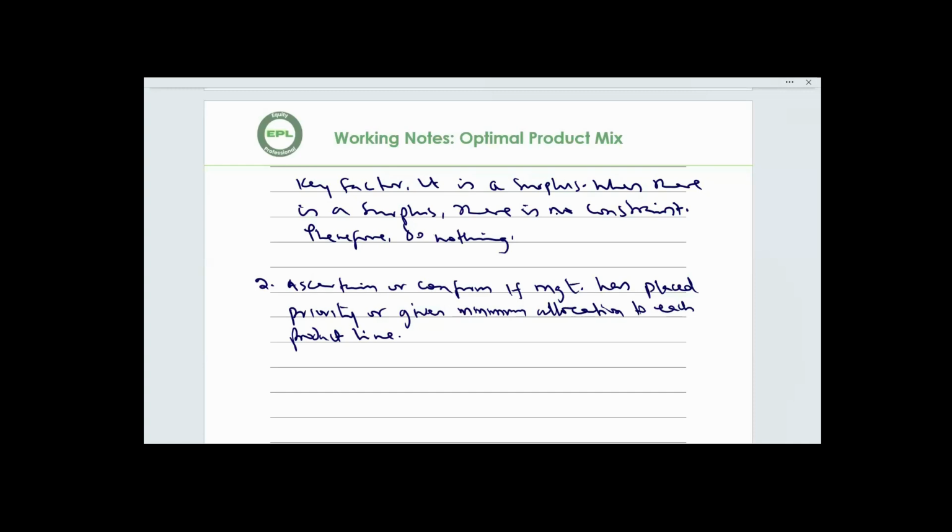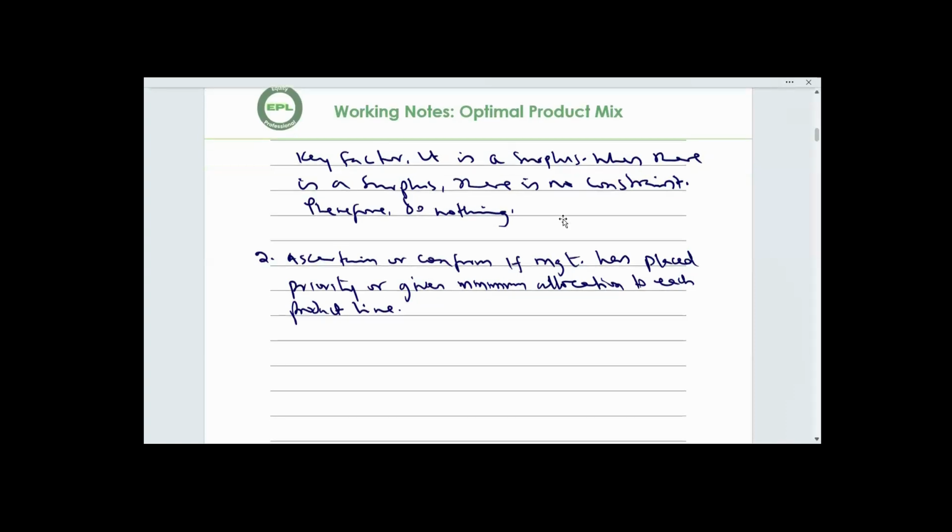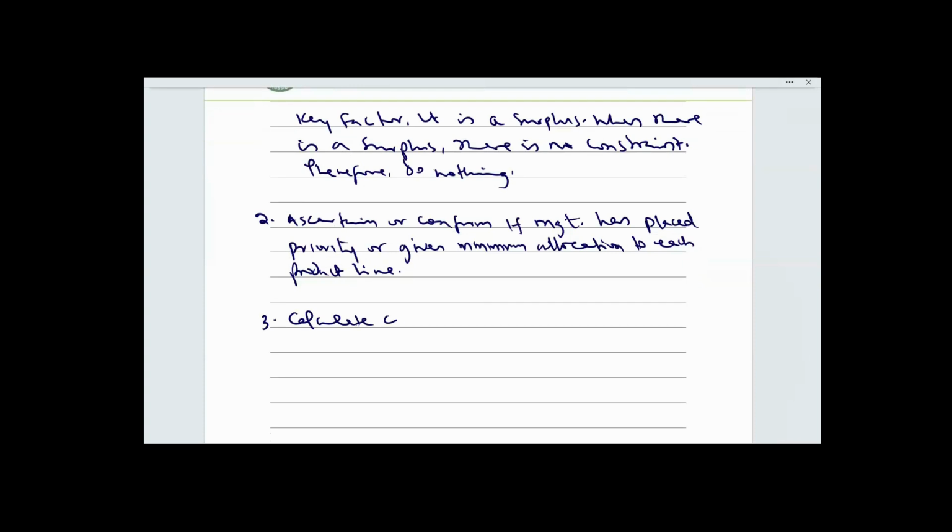All right. So you need to confirm if management has given priority or a minimum allocation to each of the product lines. If you don't have that option in the question, then you move to the next step. Step 3 is to calculate contribution or saving per key factor.